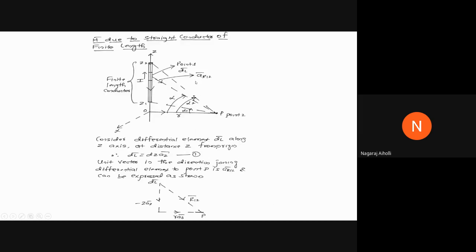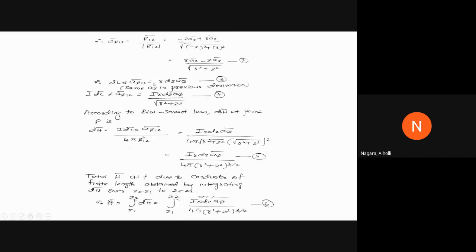Then the coordinate of Z is also the same. That is 0, 0, dz, right? That is for the dL bar, and we have aR, aφ, aZ. Hence, the cross product is also the same as that of the previous derivation. That is, dL bar cross aR12 bar will be equal to R dz aφ bar. This is equation 3.